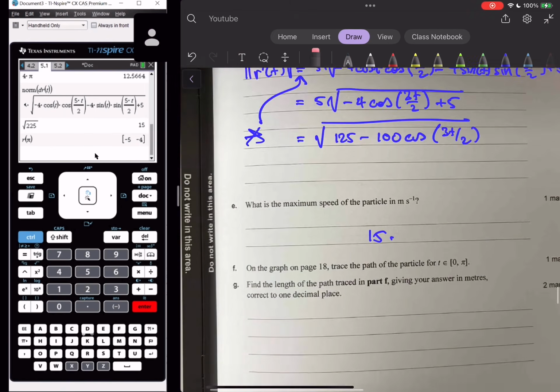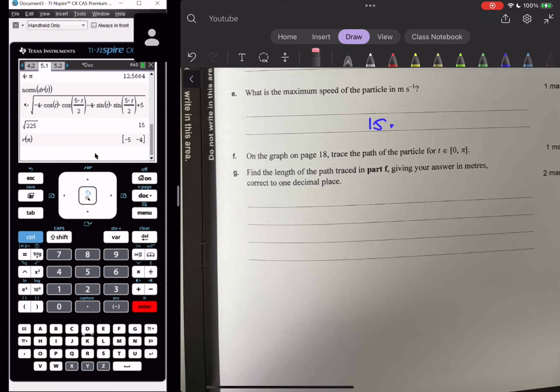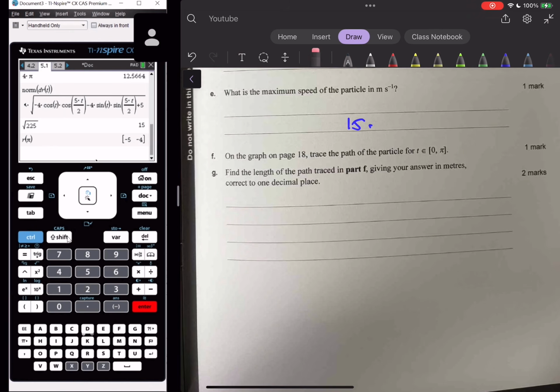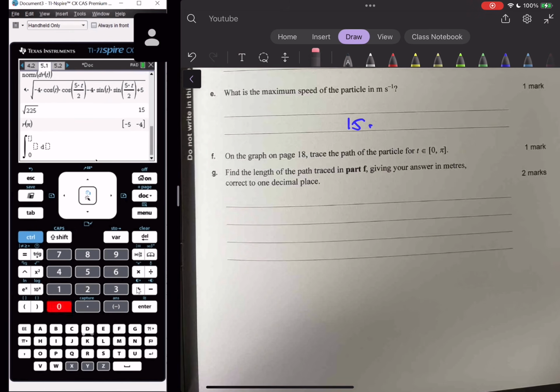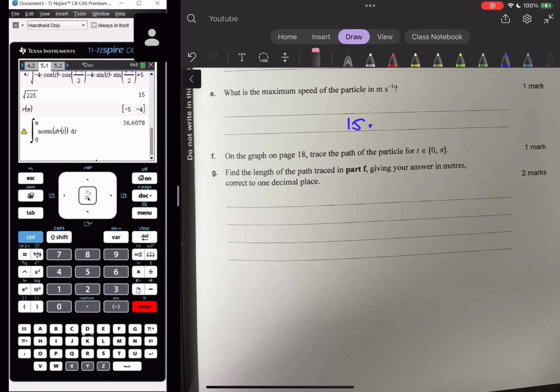Okay. Find the length of the path traced. This is just integrating the speed. So we do the integral from 0 to pi of the norm of dr of t with respect to t, and this is 36. Answer in meters, correct to 1 decimal place. So this is 36. I should do integral from 0 to pi of the norm of r prime of t dt. Maybe that's enough working out, I don't know. 0.6. This is 1 decimal place, so just 0.6 will do.